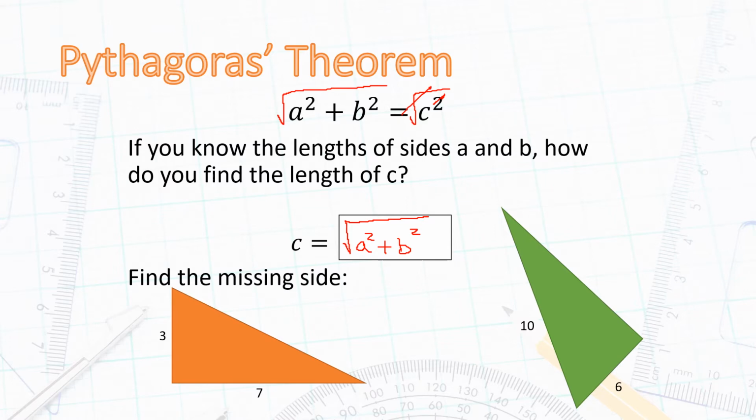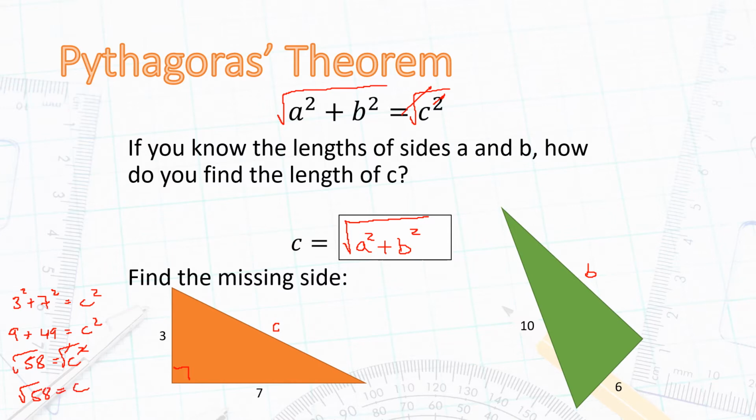So using that information, find the missing side of the triangle. In the orange one, we are missing the hypotenuse, the c value. In the green one, we're missing one of the other sides, so it can be the a or the b value. In the first one, you've got 3 squared plus 7 squared is equal to c squared. So that'll be 9 plus 49 is c squared. So 58 is equal to c squared. And then you're going to have to square root both sides to get c on its own. So the square root of 58 is equal to c.